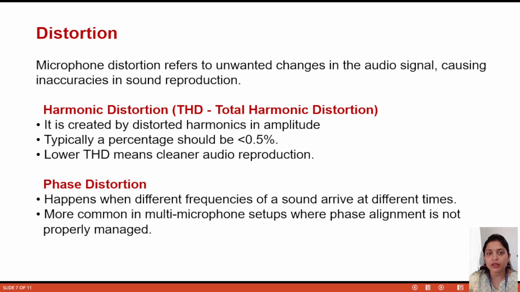Okay, so there are basically two types of distortions. One is harmonic distortion and another is phase distortion. The first one is harmonic distortion, or total harmonic distortion. It is created by distorted harmonics in amplitude. The percentage should be less than 0.5%. Lower THD, that means total harmonic distortion, means cleaner audio reproduction, which means we will get a cleaner signal at the output section.